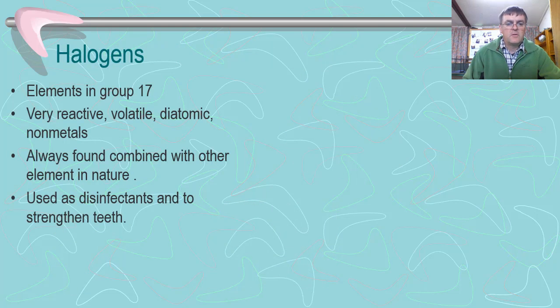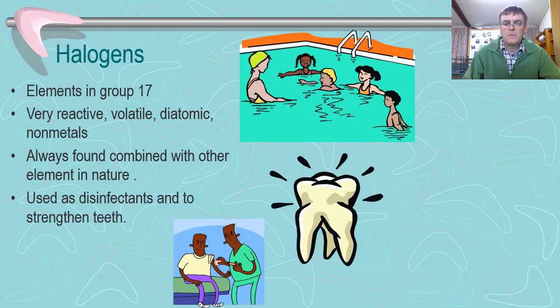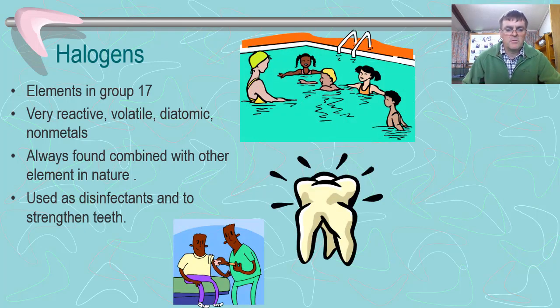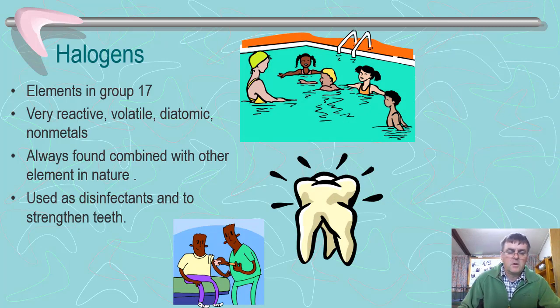And the halogens, group 17, these are really reactive, so they're always found combined with something else, and we use these as cleaners because they're quite good at killing off bacteria. Put them in pools, brush them on your teeth, keep things clean, disinfectants, sterilising solutions, and so on.